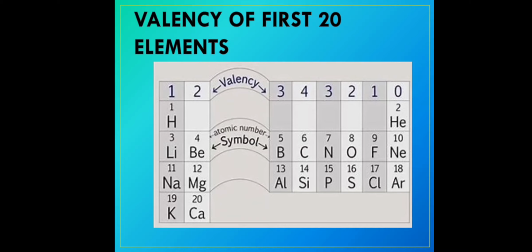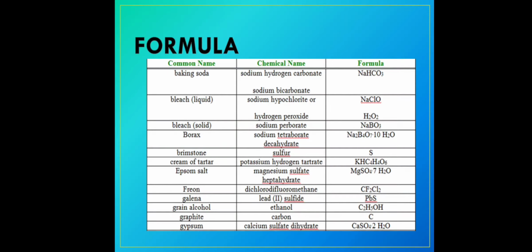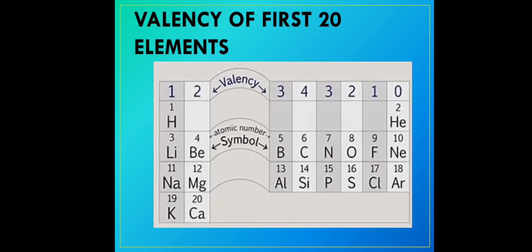When it comes to boron, boron's valency is 3. Aluminium valency is 3. Carbon and silicon have valency 4. Now here, when we are talking of nitrogen or phosphorus, they have 5 electrons in their outermost orbit. 1, 2, 3, 4, 5. So to complete an octet, they want 3 more electrons.